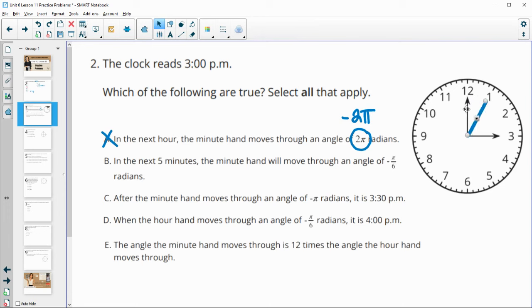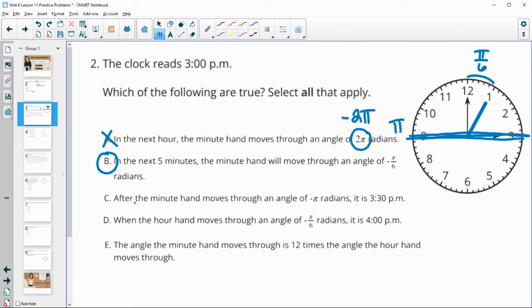In the next 5 minutes, the minute hand will move through an angle of negative pi over 6. So from here to here. And that's true because every number on the unit circle, if we think of this as being pi, right? So halfway around is pi. Every half of the clock is split into 6 hours. So every one hour between here is a pi over 6 width. And so if we're going clockwise, from 12 to 1, that would be a negative pi over 6 movement.